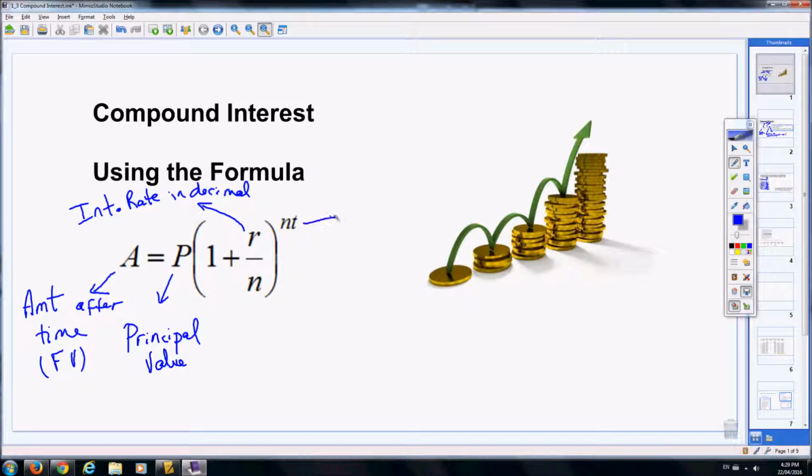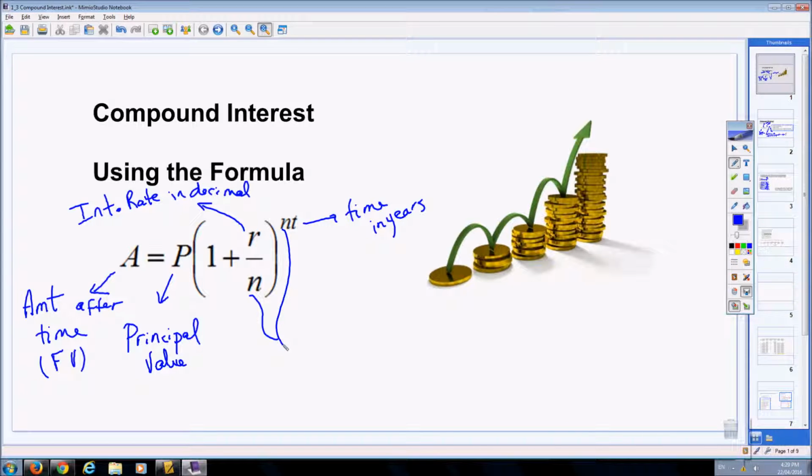I'm going to skip over here to T. We know this one as well from simple interest. That's time in years. And here we have the new one, the N. And you see it showing up here in two places. It affects both the interest and the time. N is quite simply the number of times per year the interest is compounded.